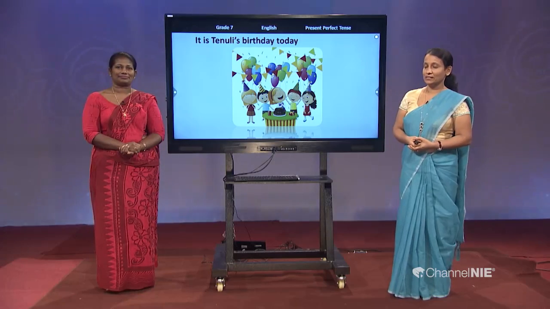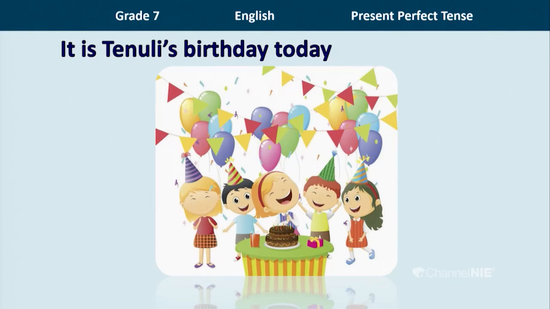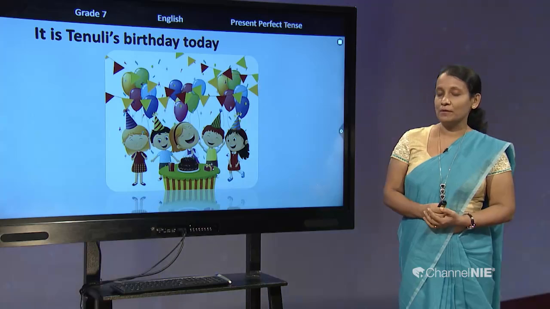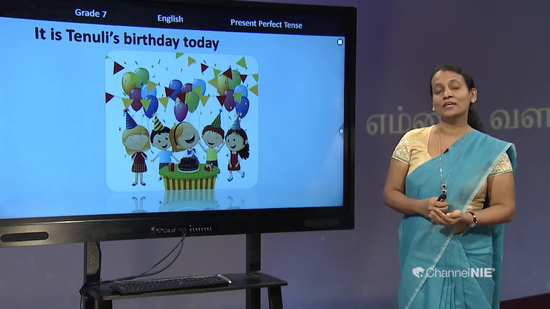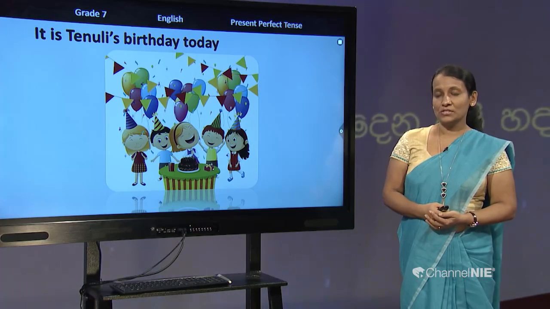Now look at the slide. There you can see a picture. Niranji, what can you see there? I can see lovely decorations, balloons, and there are friends, cake and gifts too. Yes, I think Tenuli and her family members are now ready to start the birthday party. Now, Tenuli is going to talk about her birthday party. She is going to say how they have got ready to celebrate it. We'll go to the slides to see.